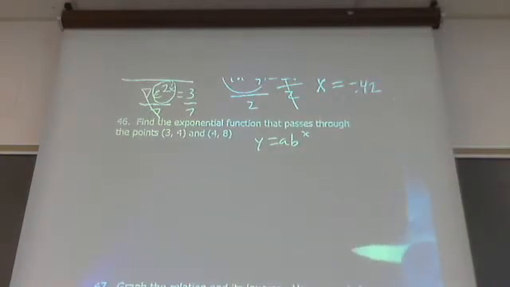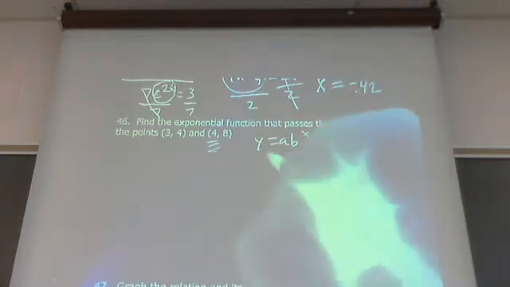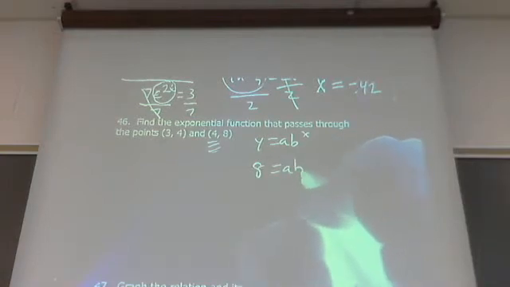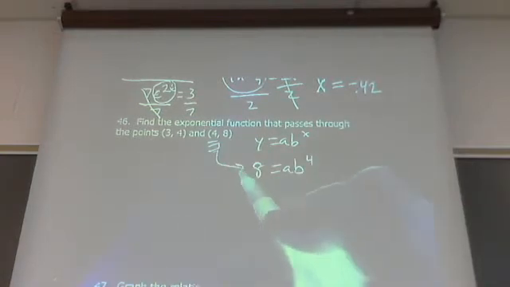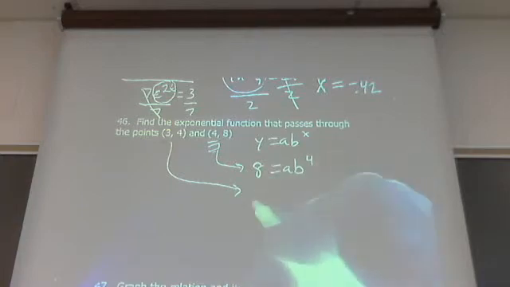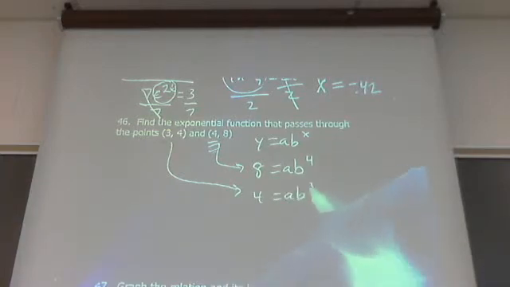Which one should we start with? The largest x value. Okay, so 8 equals ab to the 4th. That's the first one. And the second one, 4 equals ab to the 3rd.